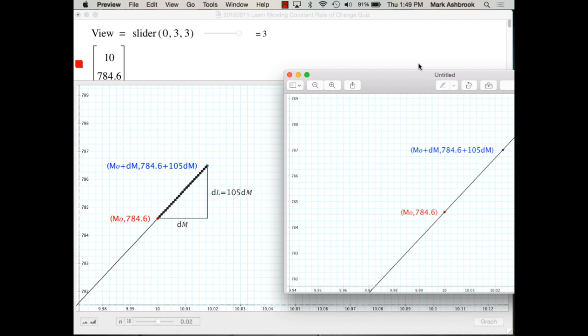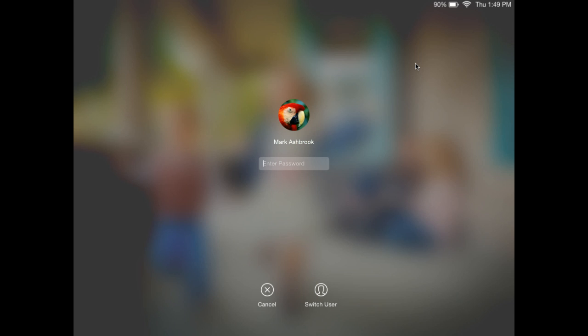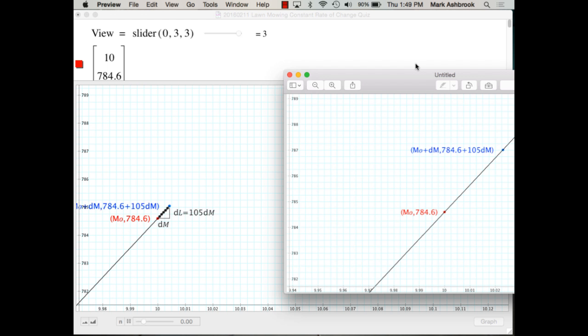It looks complicated if you just look at the second one. What do you mean, it looks complicated? Well, you start with m naught and 784.6, and somehow you end up at m naught plus dm, 784.6 plus whatnot, right? And a student looking at the second one will be like, well, I can clearly see the first point and I understand it, but I have no idea where you got that second point from. Okay. Does the graph on the right imply that variables are varying?